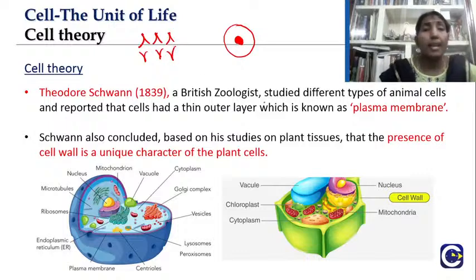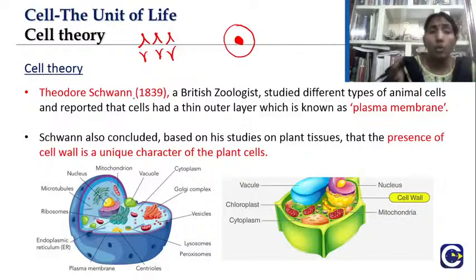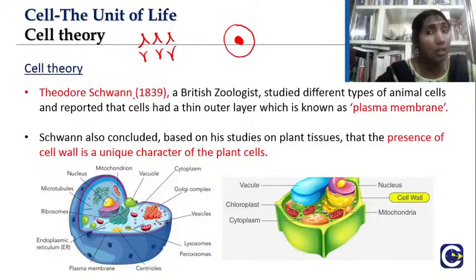Okay, so that was actually reported by Theodor Schwann. So it was Schwann and Schleiden. They were the pioneers to put forth the cell theory. So this is something new that you're learning for the day. Yes. So Schwann also said, based on his studies on plant tissues, that the presence of a cell wall is a unique character of the plant cell.